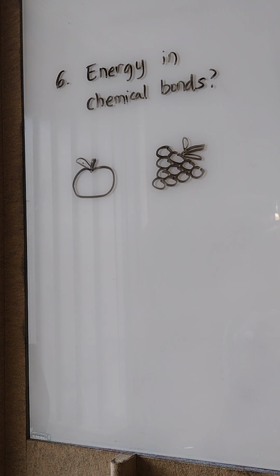Number 6, what is the energy stored in the bonds between atoms and molecules called? Kinetic energy, mechanical energy, chemical energy, or thermal energy. Well, it's not moving energy, so it's not kinetic energy, it's not a machine, so it's not mechanical energy, so it's chemical energy. When you eat foods, you get the chemical energy that's stored in the bonds of the molecules that are making up the food.